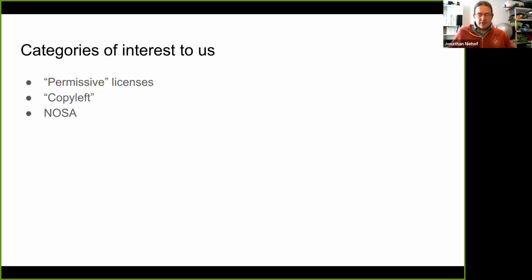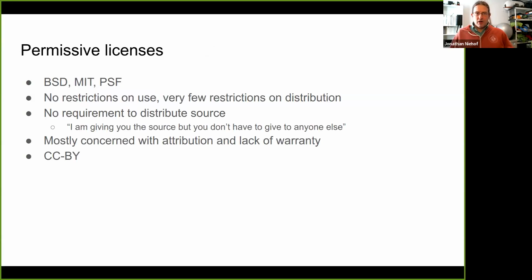What's of interest to us in terms of the conversations we're having: there's the permissive licenses, there's the copyleft, and then there's NOSA because it just has to be on its own. Permissive ones are pretty straightforward. That's BSD and MIT that we're pretty familiar with, also Python software. These generally don't have any restrictions on the use of the software and have very few restrictions on the distribution of the software. In particular, there's no requirement to distribute the source. So yes, we're all handing out our source code with our projects, but there's no requirement that anybody else who gets it has to hand it on. So mostly the license is just making sure that things have proper attribution and that there's no warranty.